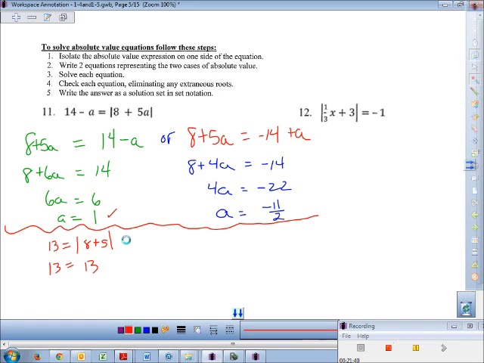Now, putting a negative 11 halves in there. 14 minus a negative 11 halves plus 11 halves equals the absolute value of 8 plus 5 times a negative 11 halves. I did straight substitution there because that's a mess. You know, just subbing it in. Awesome. I don't want to move too fast. Are we okay? I got to add these up. I want to get a common denominator.